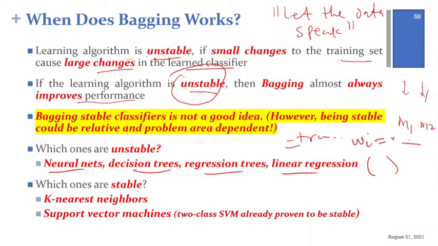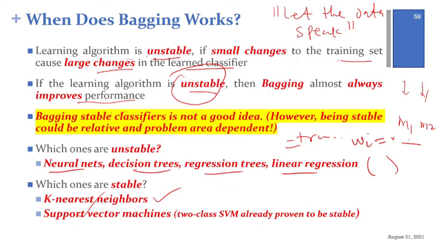Examples of stable classifiers include k-nearest neighbor, and also support vector machine, especially the two-class SVM, which has been proven to be very stable. Even when you resample the data, it still produces the same results, the same mistake. We say these are very stable classifiers. However, like I said, let the data speak. It doesn't mean that you cannot try k-nearest neighbor for your ensemble. Try it and see. Play with the Euclidean distance, Chebyshev distance, and other distance measures. Play with the number of k. Who knows, maybe you can get something out of it.